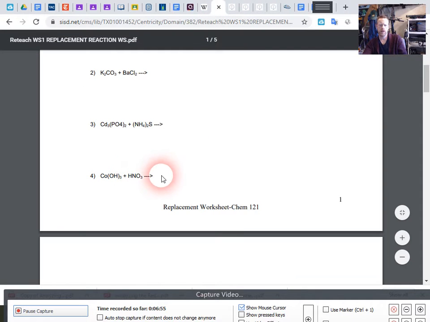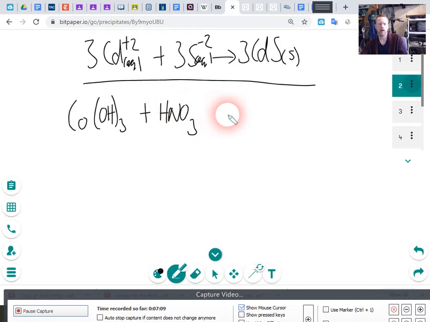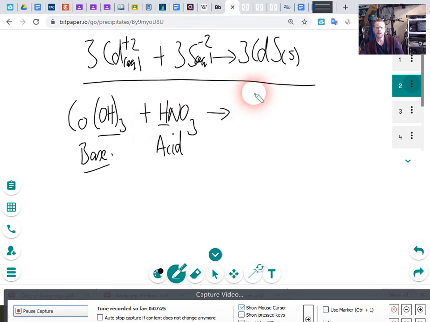So cobalt hydroxide and nitric acid. Cobalt hydroxide, so cobalt 3 hydroxide plus nitric acid. So this is HOH. This is an acid base. This is a base, and this is an acid. The base because of the OHs and an acid because of the H's. So this is going to make water plus cobalt nitrate.